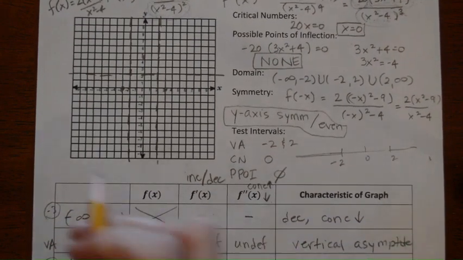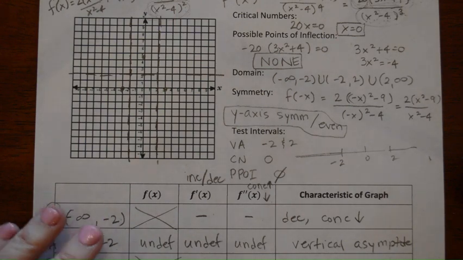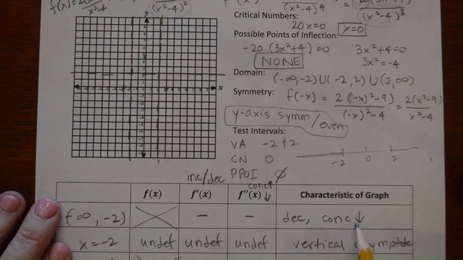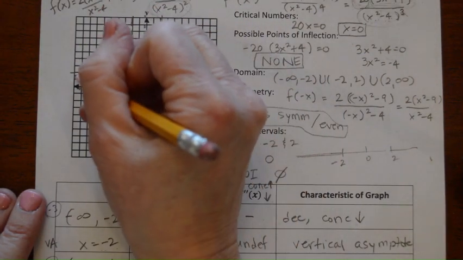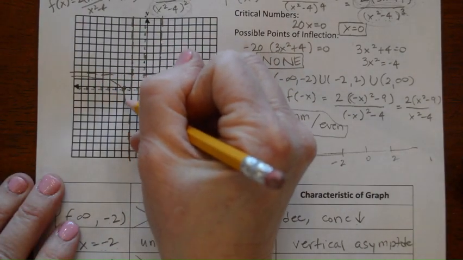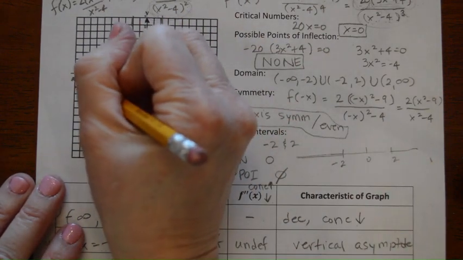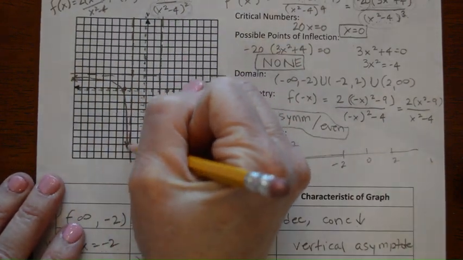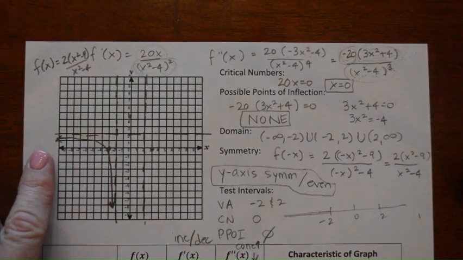Okay, so then we can say, well, from -infinity to -2, it is decreasing and concave down. So we've got to have it concave down and decreasing. And again, we also know it's got to approach that vertical asymptote, so it's got to look something like this. Sorry, my graphs are probably not going to show up super well because the grid is really dark. All right, so that's got to be there.